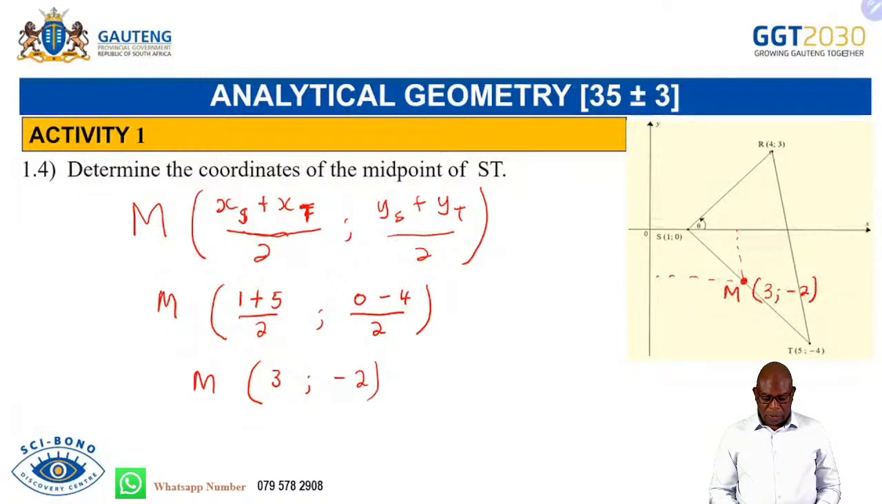Okay. So now you see in that, when we mark the midpoint, we are only going to mark the answers only. So in other words, we are only going to mark 3 and negative 2, which is 2 marks. So you can do it because it's quite easy. I can just do it without calculating it. I can just go 1 plus 5 is 6. 6 divided by 2 is 3. 0 minus 4 is minus 4. Divided by 2 it's minus 2. So I can just write the answer only here. Okay.